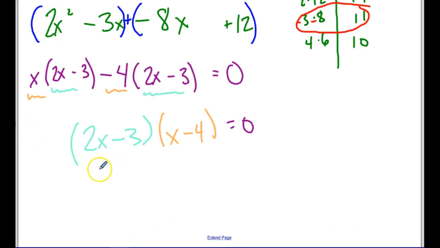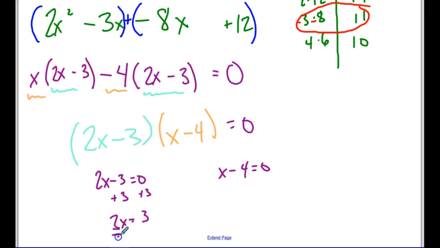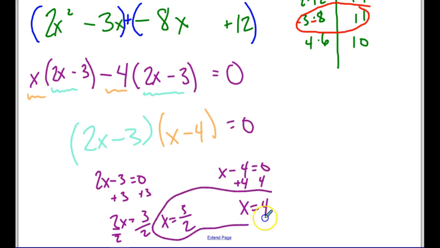So now I'm going to use my zero product property, so 2x minus 3 equals 0, and x minus 4 equals 0, and solve for both of my x's. So I add 3, so 2x equals 3, and I divide by 2. So I have x equals 3 over 2, and I have x equals 4, because I just add 4 to both sides here. So here are my 2 solutions.